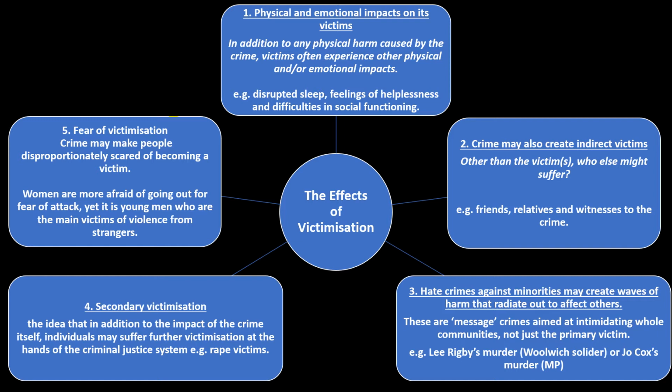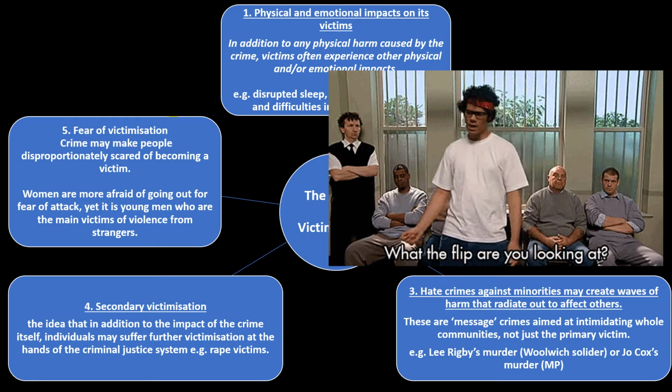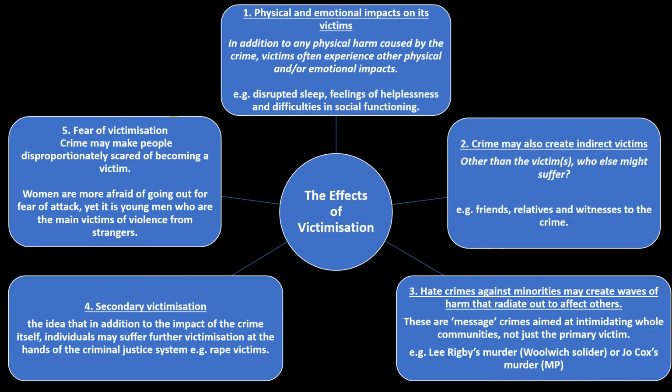The next one is hate crime. If you have a hate crime against a community, it creates a wave of harm, and this radiates out. It's a message crime. So some form of gang violence or intimidation can affect a whole community. It can put a whole community in fear of victimization, and it can change the way they behave, their activities, whether they go out, because of this message crime. So it's not just the primary victim, but it creates victims of a community because of that fear of experiencing similar outcomes. We'll see the Lee Rigby murder, or the Woolwich soldier, if you have a look into that case. That's a good example of a hate crime.